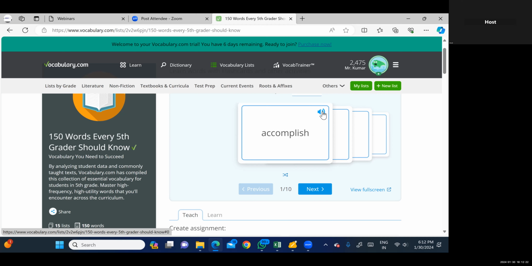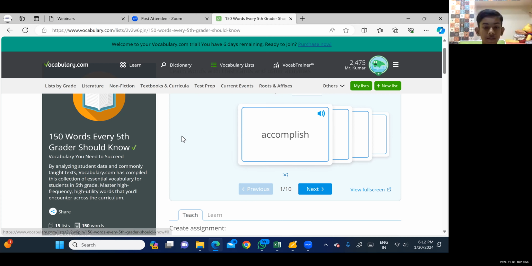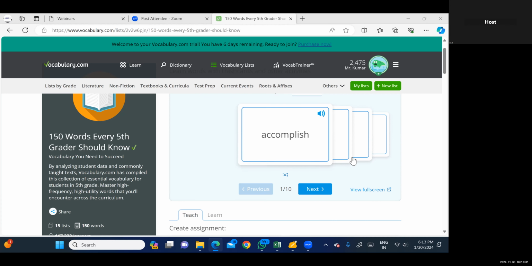Ayan, come on. Tell me the meaning of accomplish. Sir, it means to achieve something. No, give me an example. Construct a sentence with this. Sir, the plane accomplished the mission. Sorry? The plane accomplished the mission. Please go on mute, Rivaj. Aditya, go on mute. The plane accomplished its mission, right?